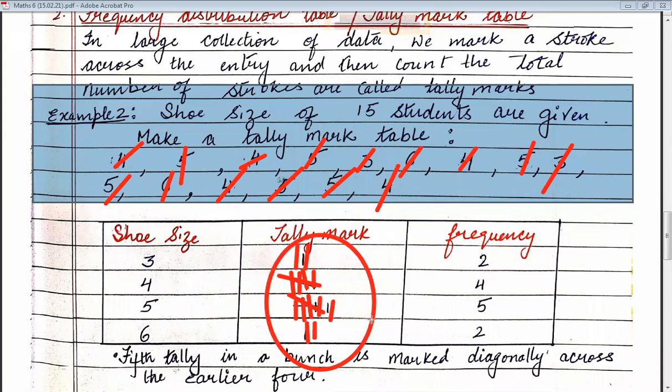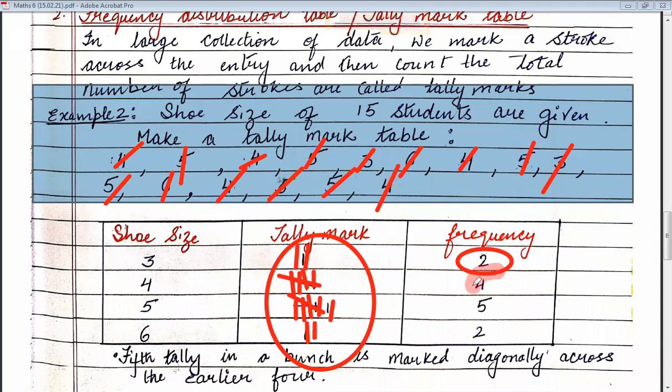Okay, children. Now you have to see the frequency. Now children, frequency means how many times a thing is repeating. Like 3 is repeating how many times? 2 times. Here, how many children are having 4 shoe size? That is 5. Here you will write 5. Okay children, so this is your 5.